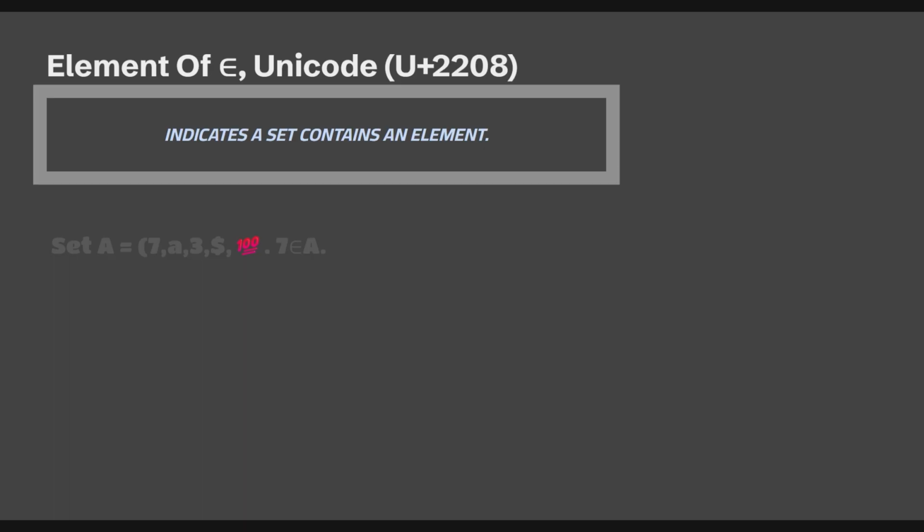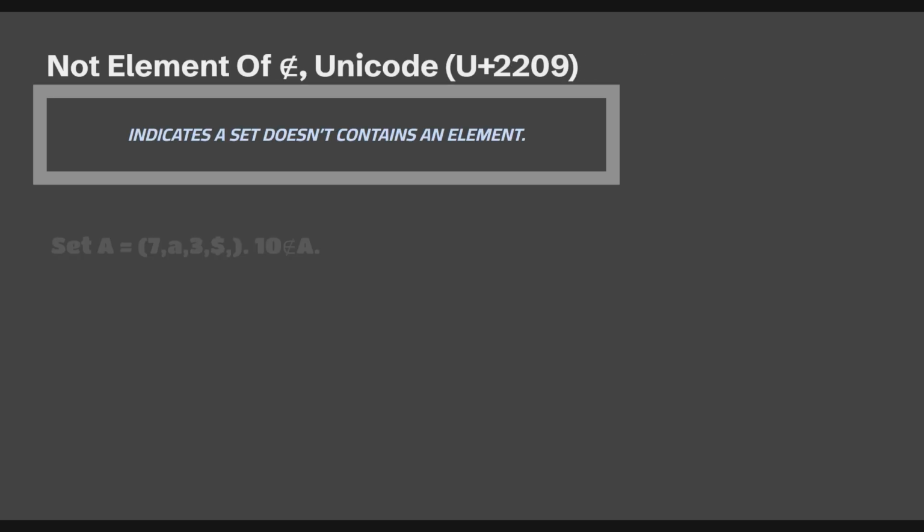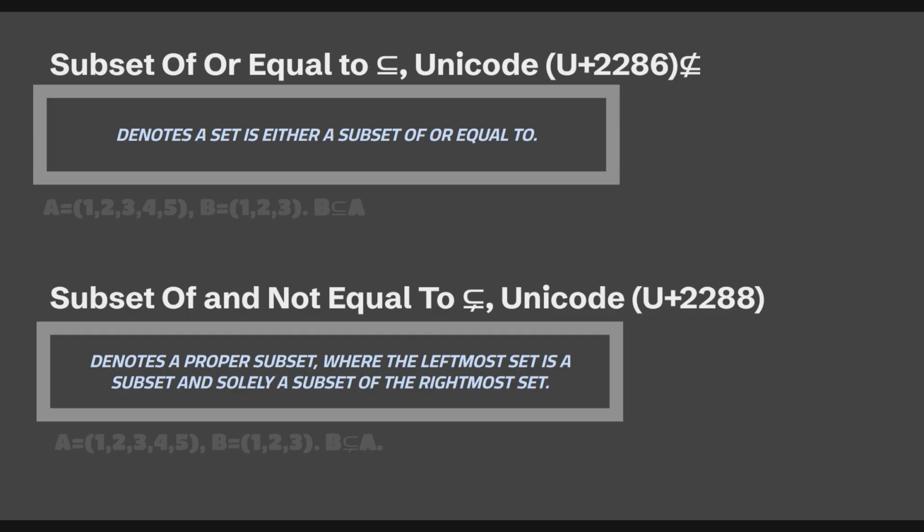Element of denotes that a set contains an element. Not element of is the opposite of element of, and it denotes that an element is not contained in the set. Subset of or equal to denotes a set is either a subset of or equal to. Proper subset denotes that the leftmost set is a subset and solely a subset of the rightmost set.